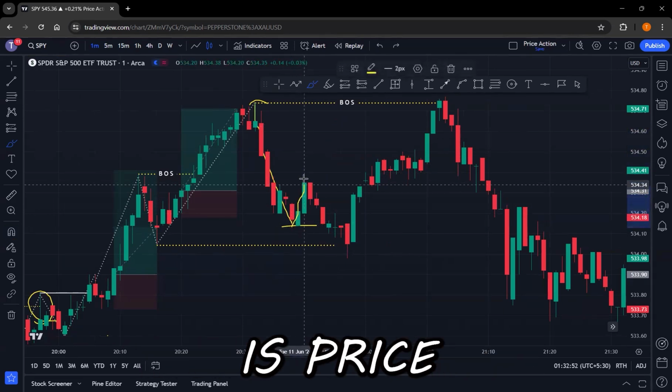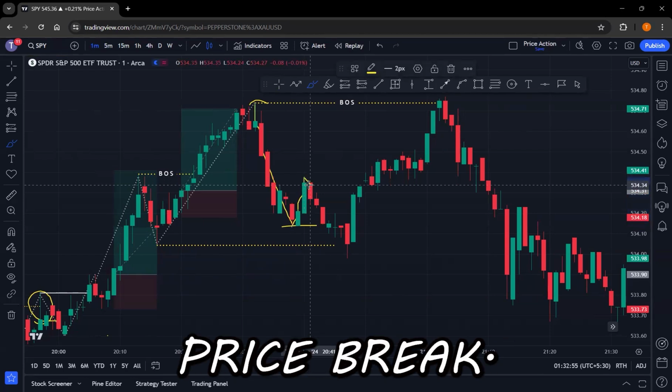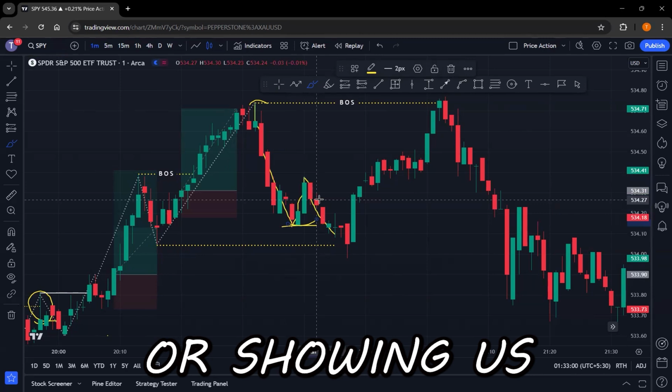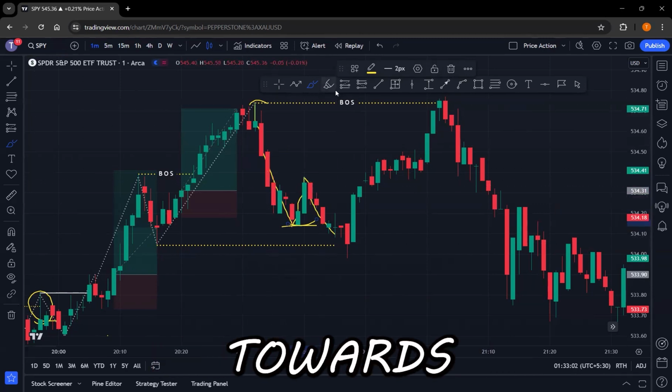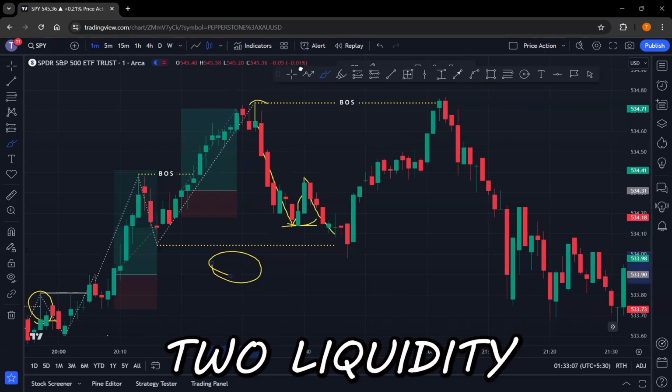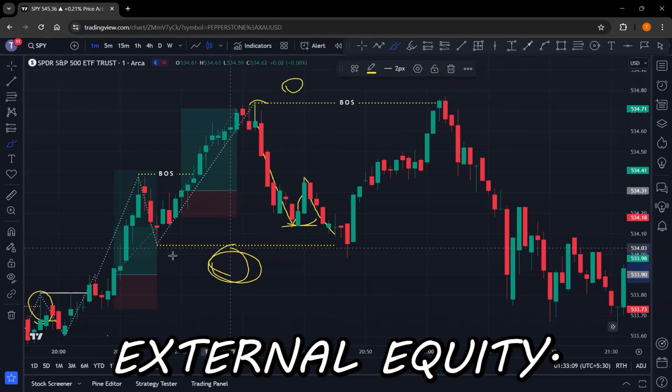What really did happen is, price created a support, and then finally price broke this major support towards the downside again. So price broke this support, showing us that the price is not in a mood to go towards the upside for now, and the price wants to take out the external liquidity available over here. So there are two liquidity points. This is the external liquidity, and this is the external liquidity available over here.